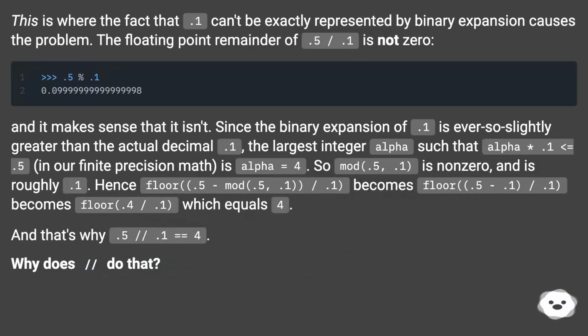The floating point remainder of .5/.1 is not 0. And it makes sense that it isn't, since the binary expansion of 0.1 is ever so slightly greater than the actual decimal 0.1. The largest integer alpha such that alpha * .1 is lower than or equal to .5 in our finite precision math is alpha equals 4. So mod(.5,.1) is non-zero and is roughly .1. Hence floor((.5 - mod(.5,.1))/.1) becomes floor((.5 - .1)/.1), becomes floor(.4/.1), which equals 4. And that's why .5//.1 equals 4.